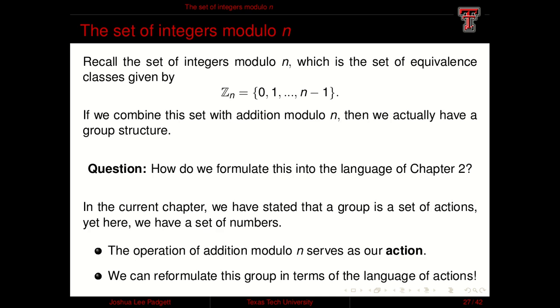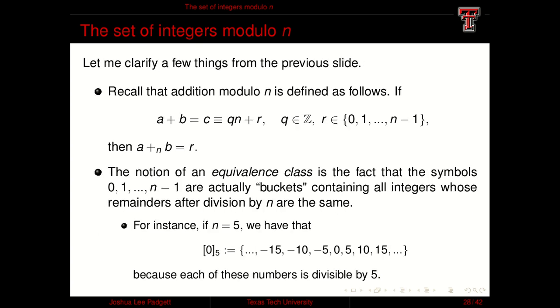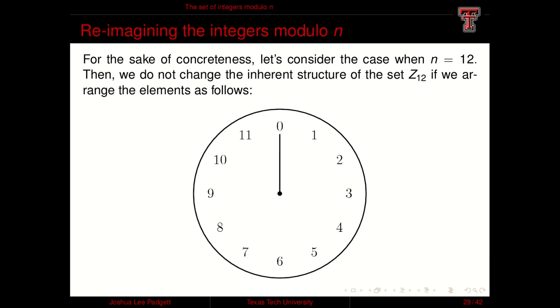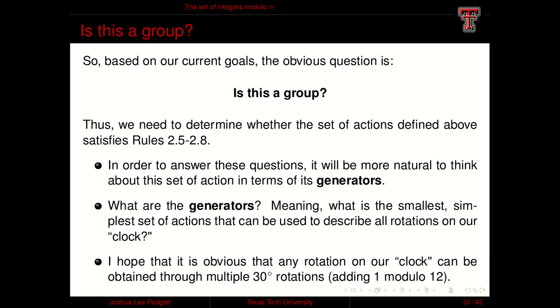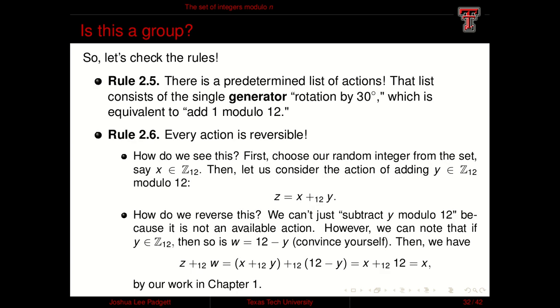So what do I mean? If you pick any random integer in this set, and you add 1 to it enough times, you will obtain any of the other integers in this set. It has this nice cyclic structure, which is really encompassed by the visualization of the clock. So we have the generators. So let's check the rules.